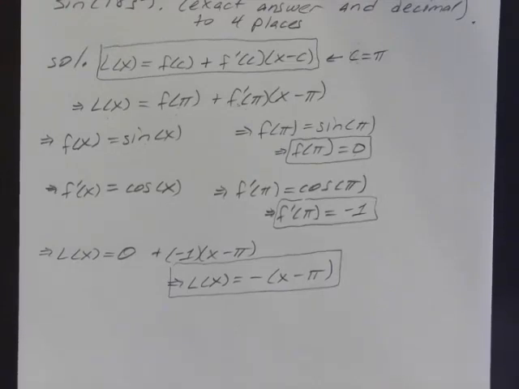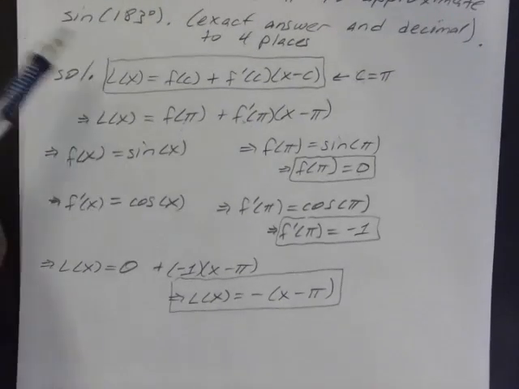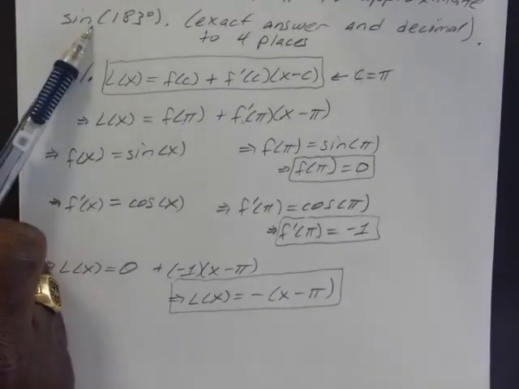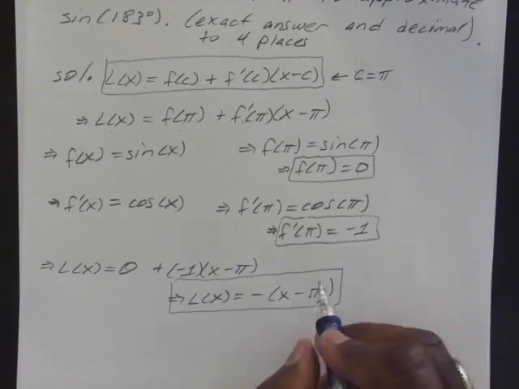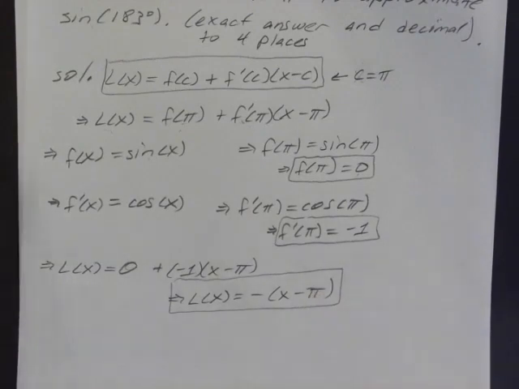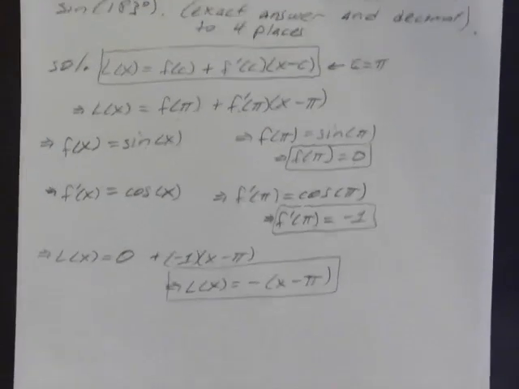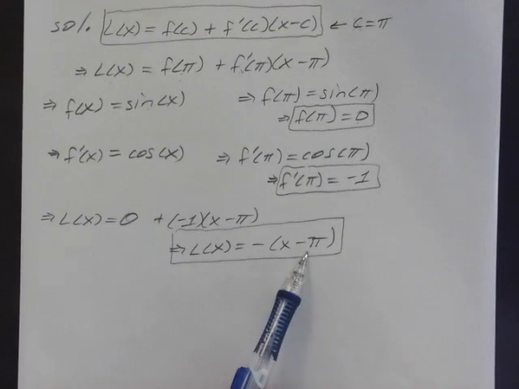Okay, so we want to approximate 183 degrees. The only problem is x minus pi shows that it's in radian form. So we have to convert 183 degrees to radians, or in terms of pi. Or we could change this to 180 degrees, but if they want the exact answer, we have to leave it in terms of pi.